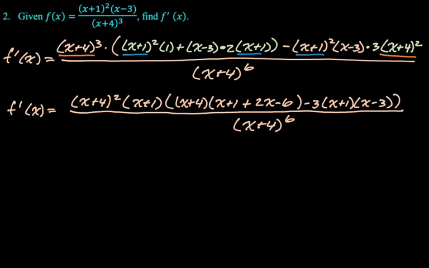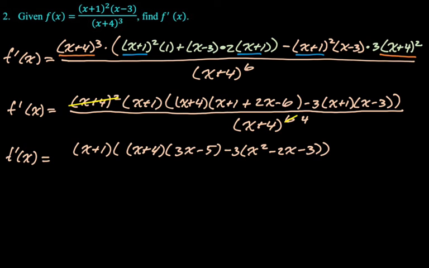X plus 4 to the 6th, sorry. We can cancel this with that, and then we're just left with x plus 4 to the 4th. Great. All right, now what am I going to do? I'm going to simplify a little bit here in the numerator. I'm not going to make you watch, but that's what I'm going to do. So I collected terms. So you have that x plus 1 plus 2x minus 6. I made that 3x minus 5.